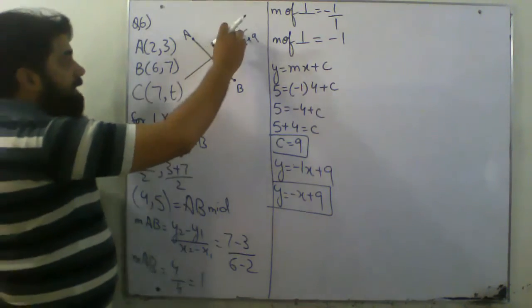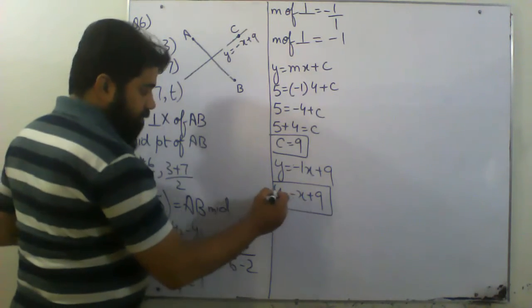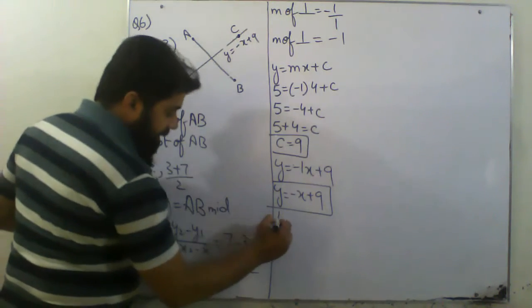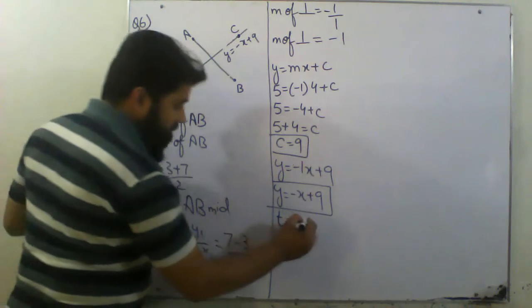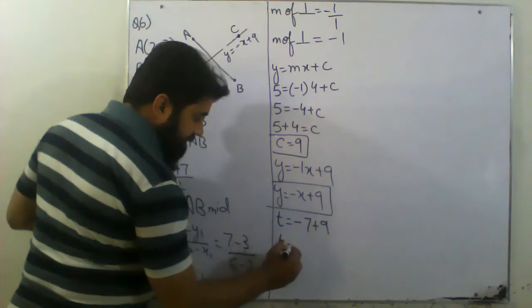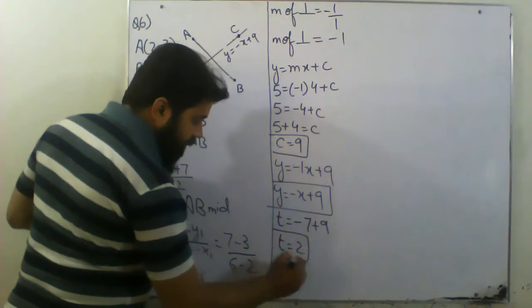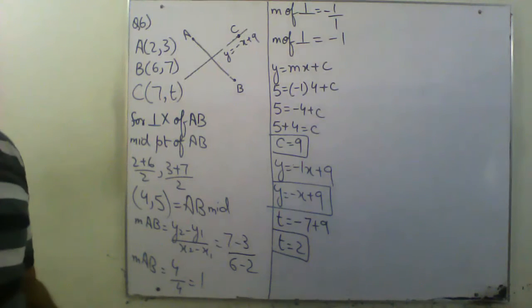So what are the coordinates of C? It is (7, t). Plugging it in over here, y is t, and minus x is minus 7, plus 9. So minus 7 plus 9, t is coming 2, and that's your final answer for the value of t.